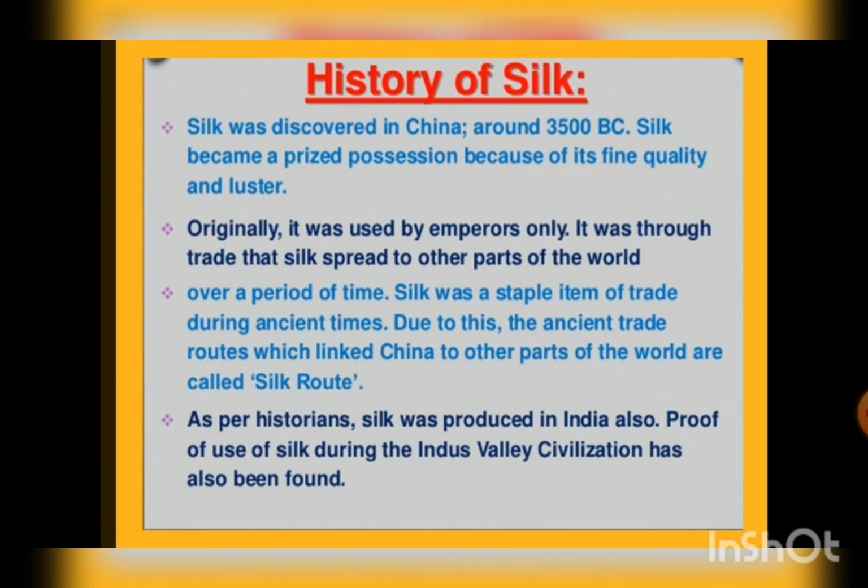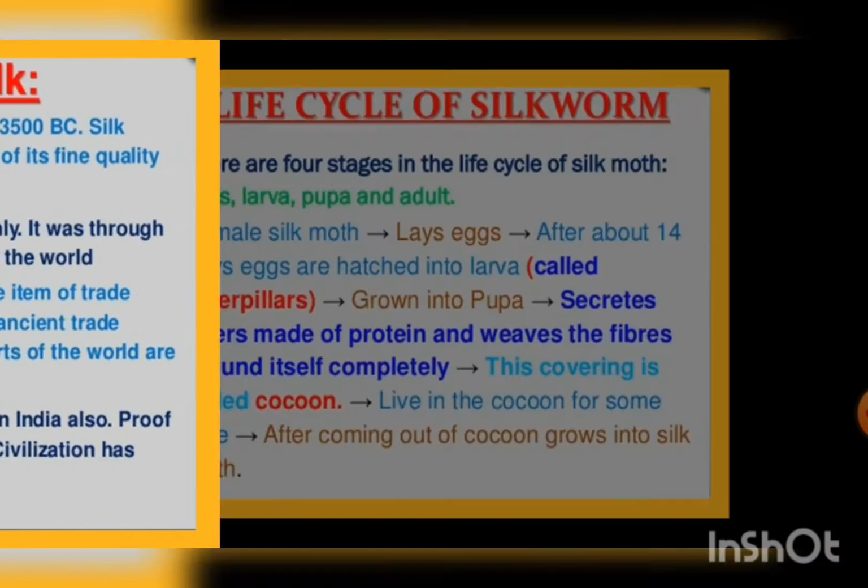The history of silk. Silk was discovered in China in 3500 BC. Originally it was used by the emperors only, but now it is found throughout the world. As per historians, silk was produced in India also in earlier days. Proof of the use of silk during the Indus Valley civilization has also been found.